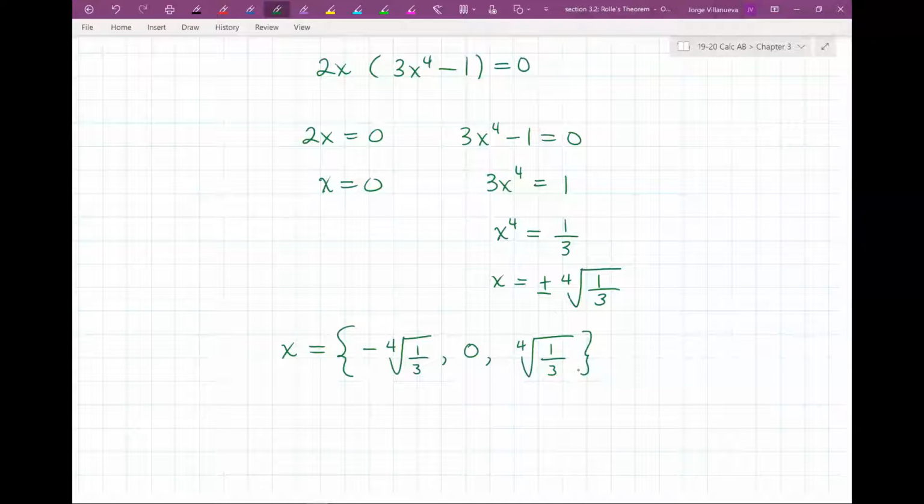So, all right, so that's where we're going to end for today. Tomorrow we will do mean value theorem.